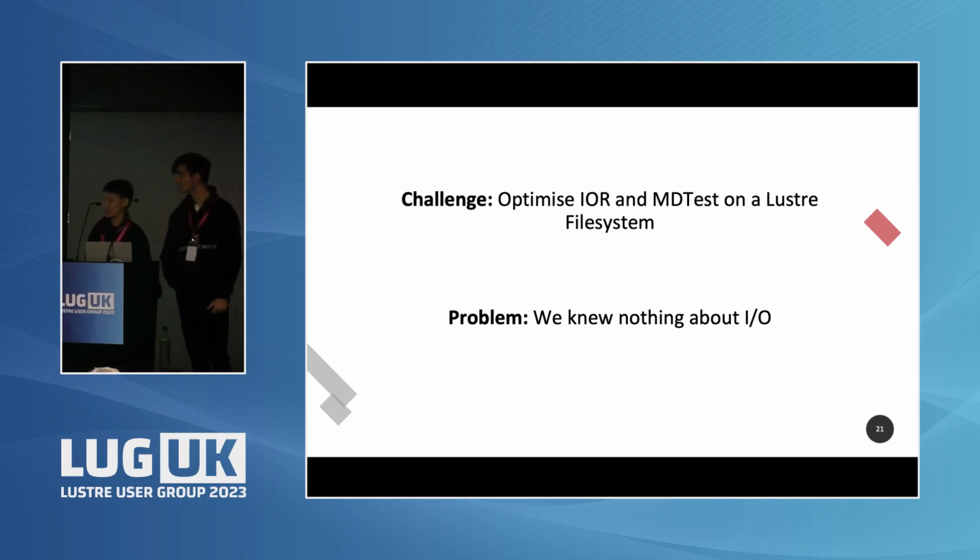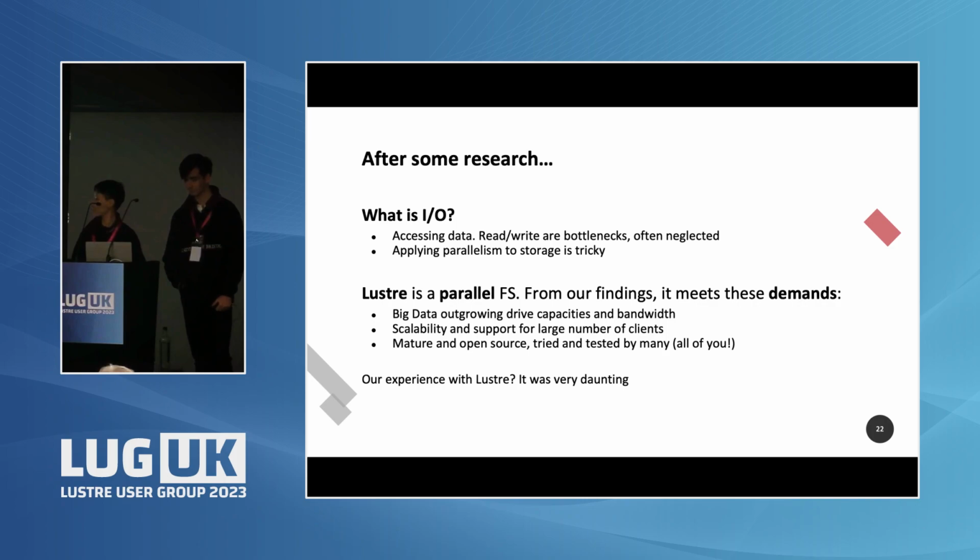The problem was we knew nothing about IO. So after a bit of research, what is IO? Information transfer, or accessing data. Read-write are often bottlenecks, especially if you still use mini disks, and they're often neglected. If you use a parallelized application, it would be nice to also parallelize data access. But this is tricky. So we learned that Lustre is a parallel file system, and it meets these demands.